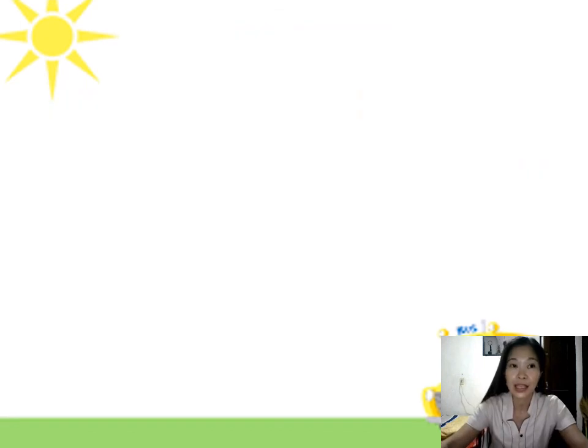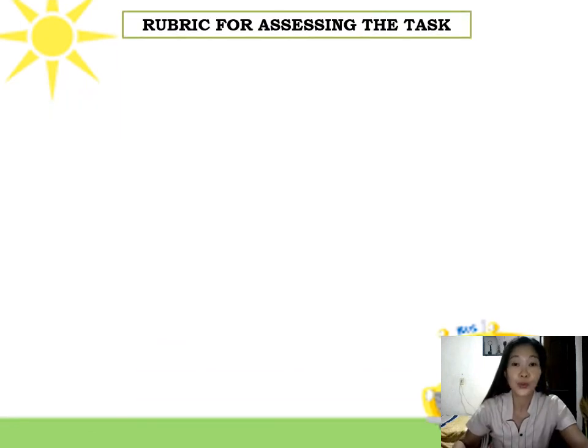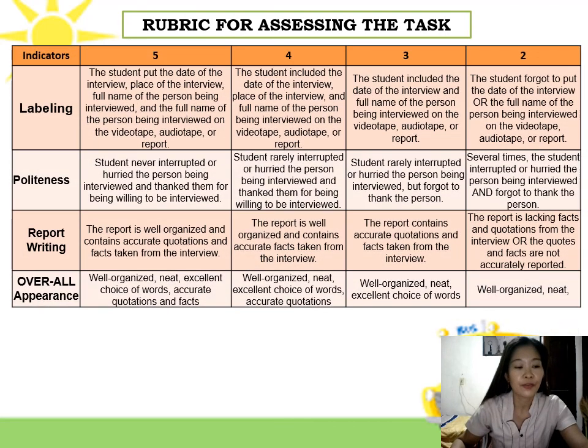And for the rubrics in assessing your task, you will have this rubric. We will have 4 indicators in assessing your task. The first indicator would be labeling. Second one is politeness. The third one is report writing. And the fourth one is overall writing. So this will be your guide in doing your performance task. This rubric will be further discussed in our group chat, and you are welcome to pose your questions regarding this rubric and how to make your performance task. Is it clear, children?